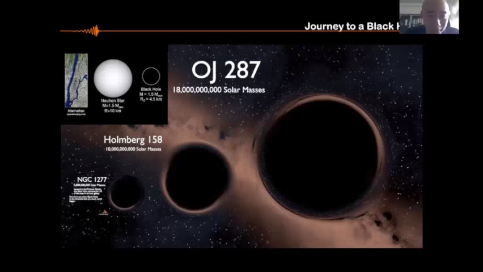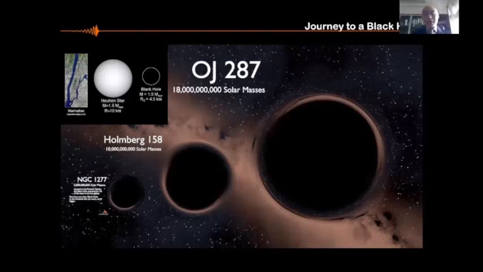Here, starting at the bottom left all the way to the top right, we can see different black holes that we know or that we think must exist. Even at the bottom left, we see NGC 1277, and that's 5 billion times the mass of the sun. And then all the way to 18 trillion times the mass of the sun. And all of these will have a different size for the black hole.